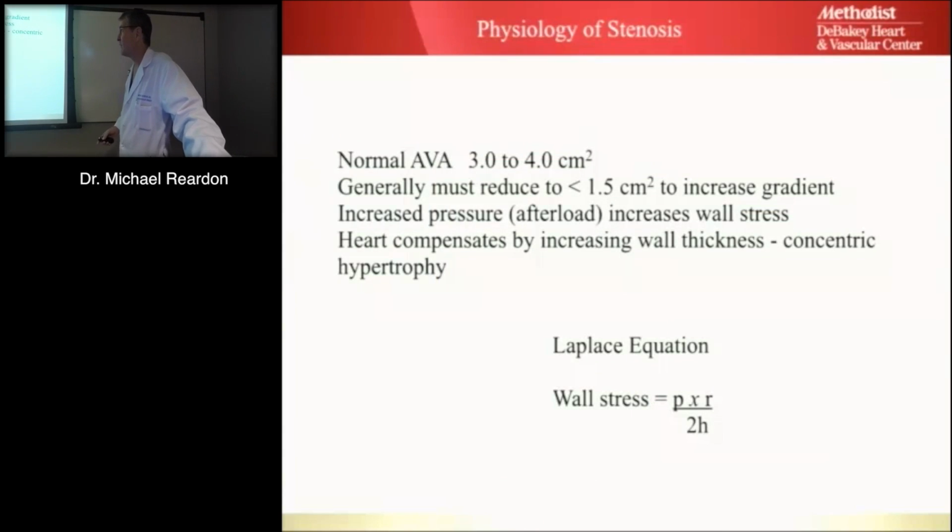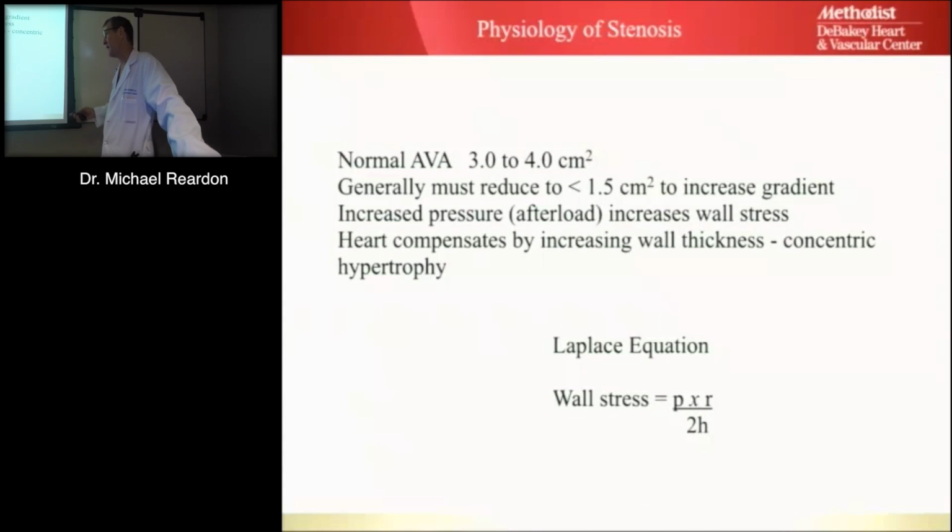So, you guys know the normal values. I mean, a normal valve is 3 to 4 square centimeters. It's kind of like the size of a quarter, something like that. And generally you have to get to less than 1.5 before you start seeing any gradient at all. But of course the key to that is it all depends on how big you are. And then the real key to the heart is what happens to it when you stress it.